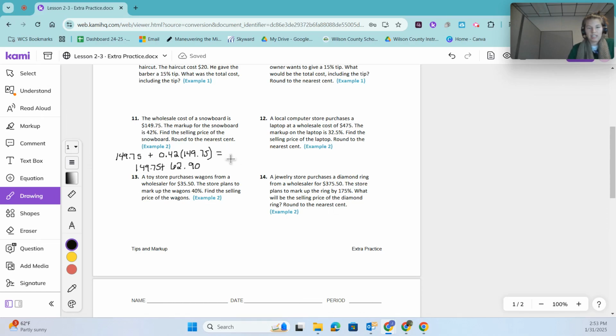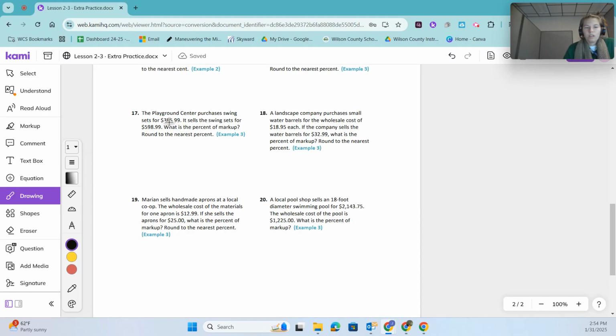And so they are selling it to customers for $212.65. So again, that rounds. Okay, so $212.65 would be the cost to the customer. There are a couple more that you can try just like that as well.